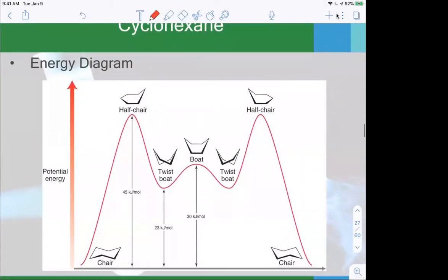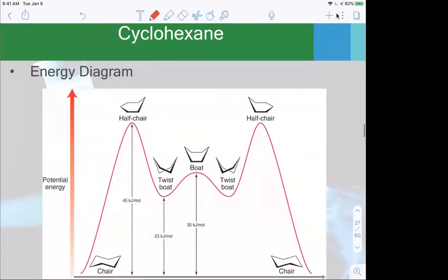Now, just like with those acyclic alkanes, I can draw energy diagrams, and I can go ahead and work from one chair conformation, go through a half chair, to a twist boat, to the boat, to another twist boat, to a half chair, and then I come down and I'm in sort of the second chair conformation, which if I have a substituent, is going to be different from that first one. And we'll go through that before.